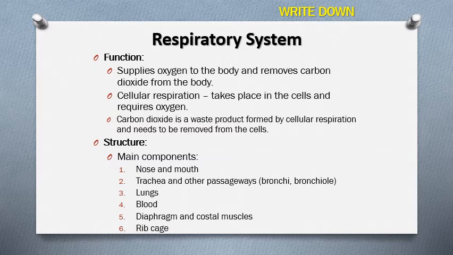And then we have the rib cage. As I've already said, the rib cage is there for protection of the system, and also to bring about movement of the system, so that when the muscles contract, they have something to contract against. Okay, let's move on.